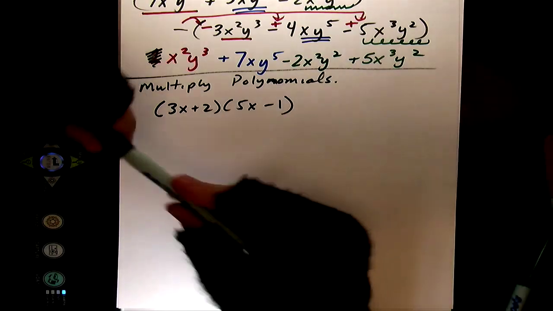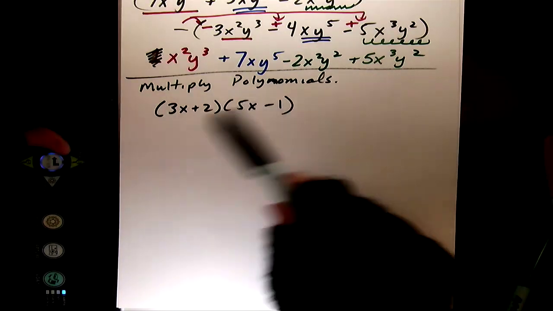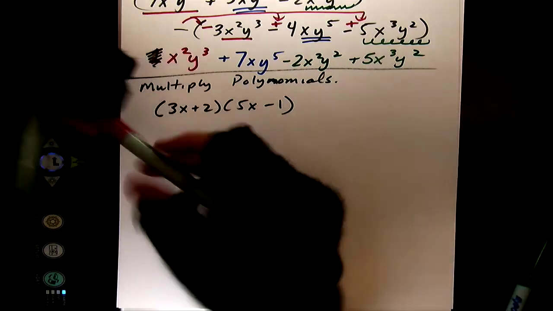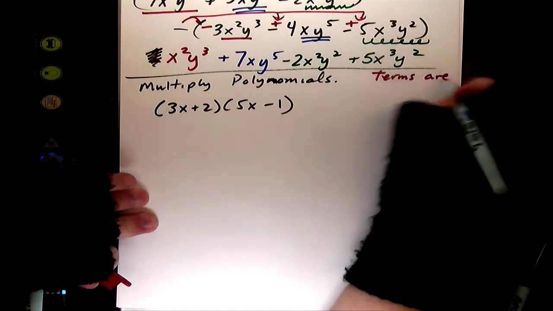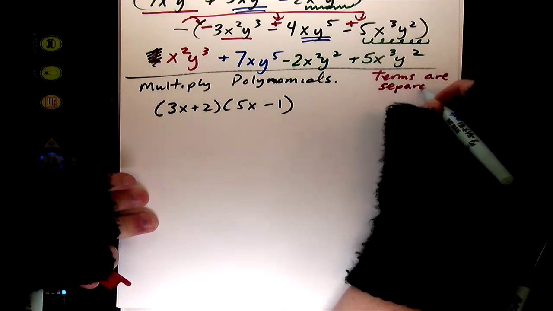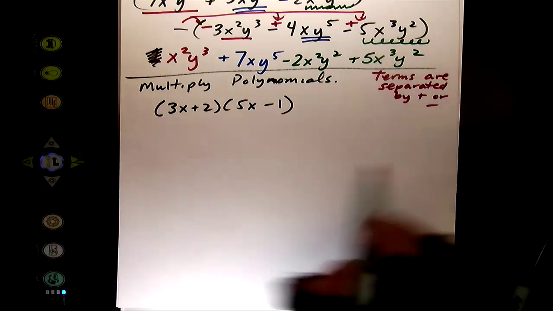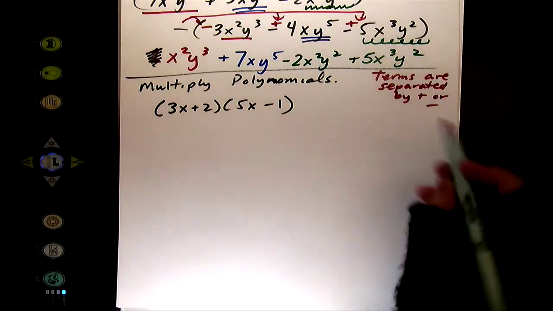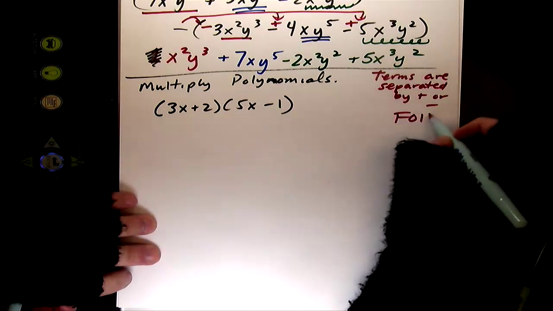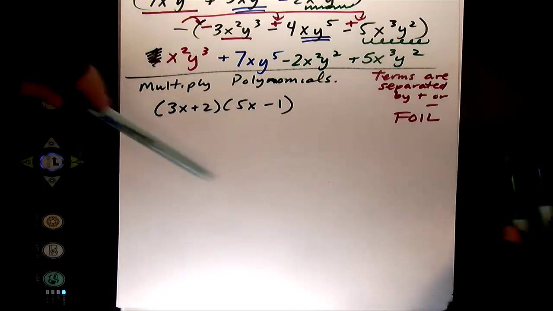When you have a binomial, there are two terms. Terms are separated by plus or minus. I think we said that before. You've probably heard of FOIL. I don't know that that's helpful. It's only helpful for binomials.